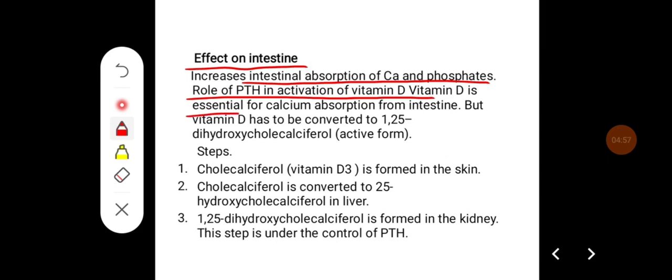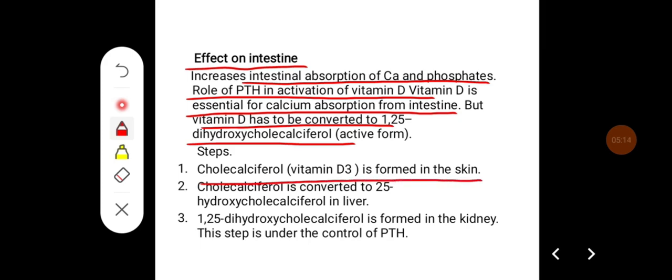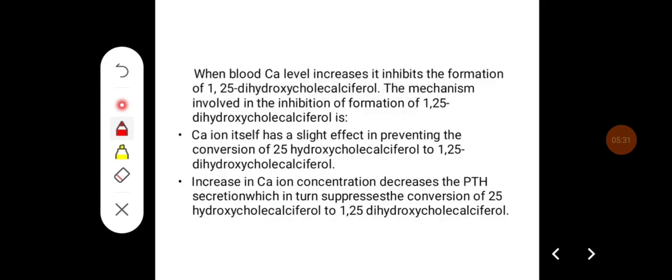Vitamin D is essential for calcium absorption from intestine, but vitamin D has to be converted to 1,25 dihydroxycholecalciferol, which is the active form. And these are some of the steps in activation. Initially, cholecalciferol, that is vitamin D3, is formed in the skin. Then cholecalciferol is converted into 25 hydroxycholecalciferol in liver. Then 1,25 dihydroxycholecalciferol is formed in the kidney, and this step is under the control or supervision of parathormone.